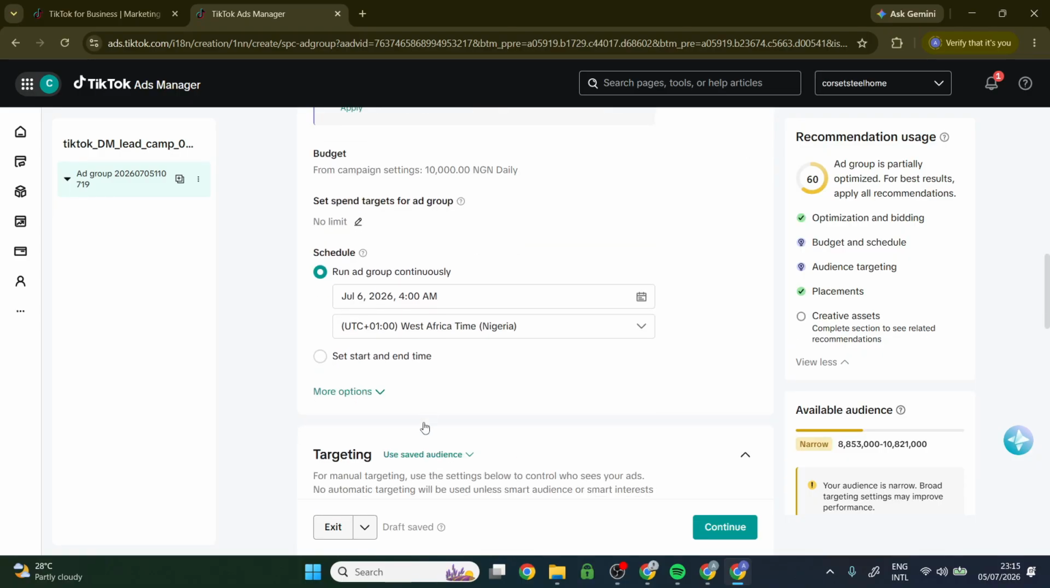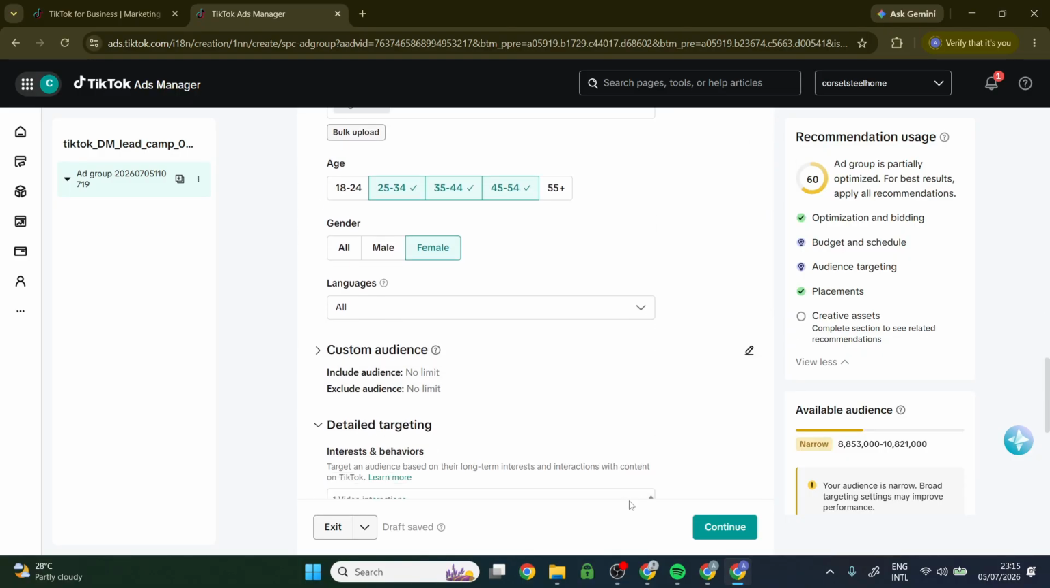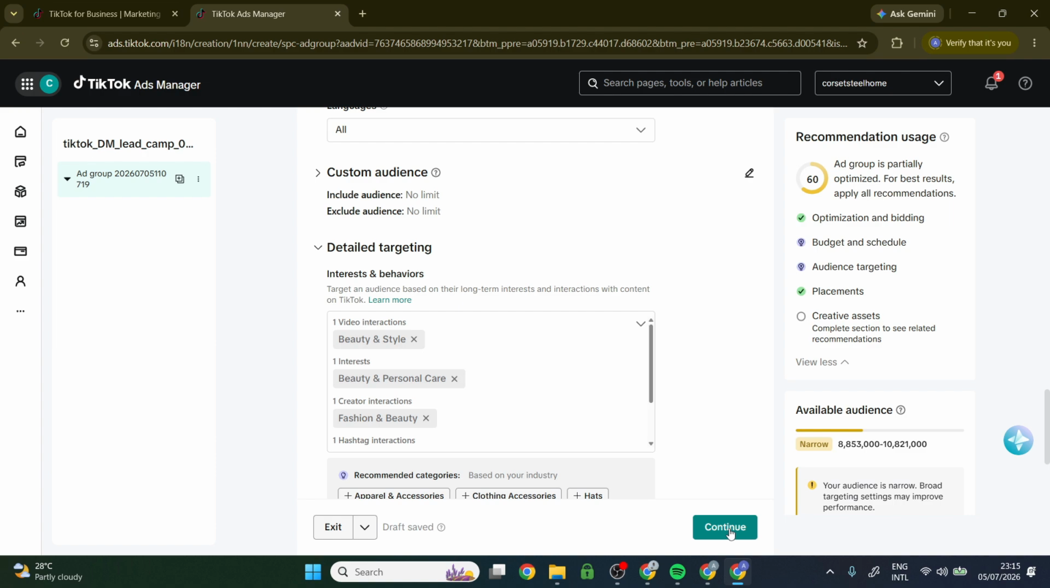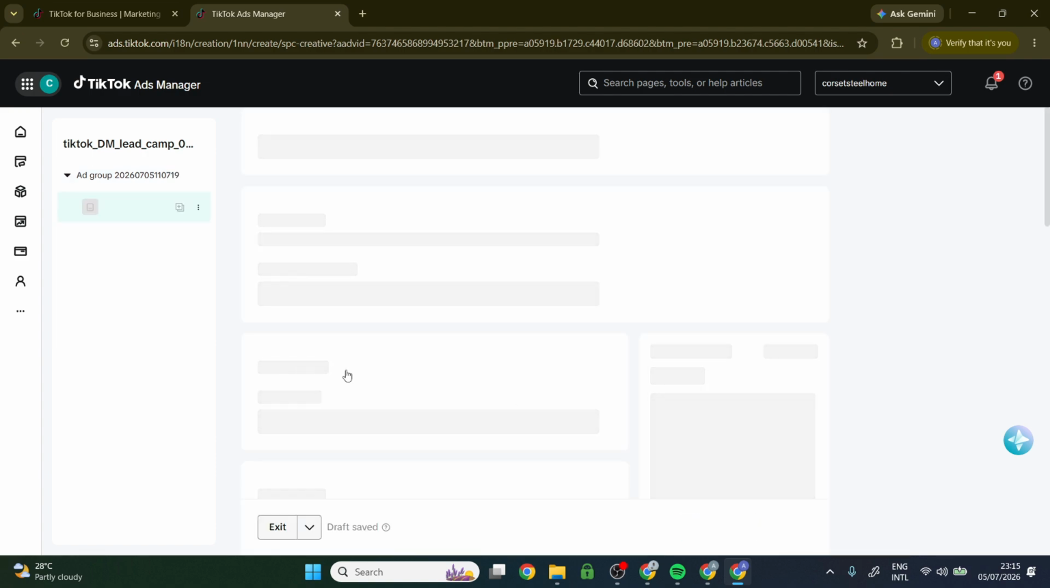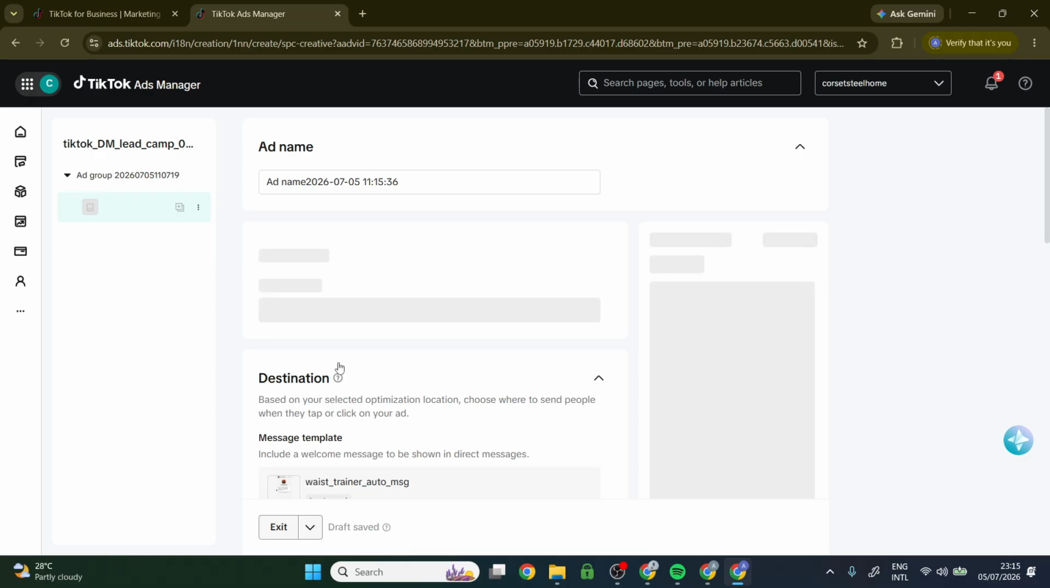So now that we are done with everything on this ad group level, we can proceed to the ad level, which is the last stage. In this last stage, this is where we are going to set up our ad and the rest.